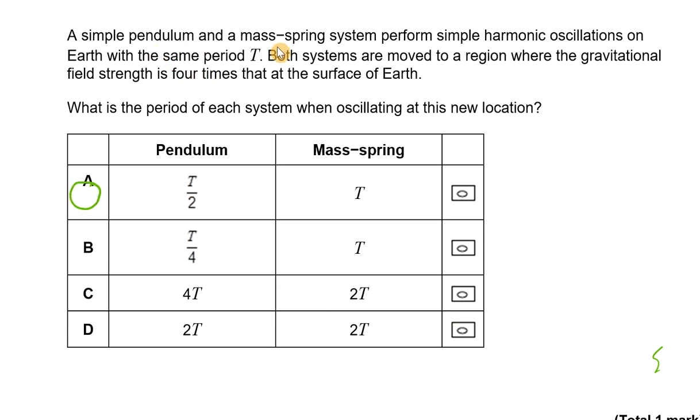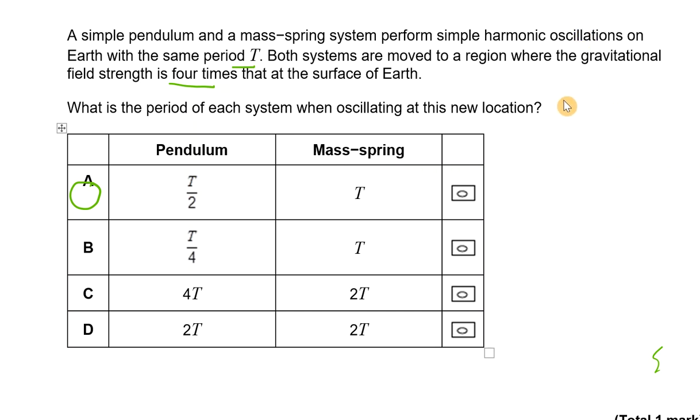So a simple pendulum and a mass spring system perform simple harmonic oscillations on Earth with the same time period T. Both systems are moved to a region where the gravitational field strength is 4 times that on the surface of the Earth. What is the period of each system when oscillating in this new location?